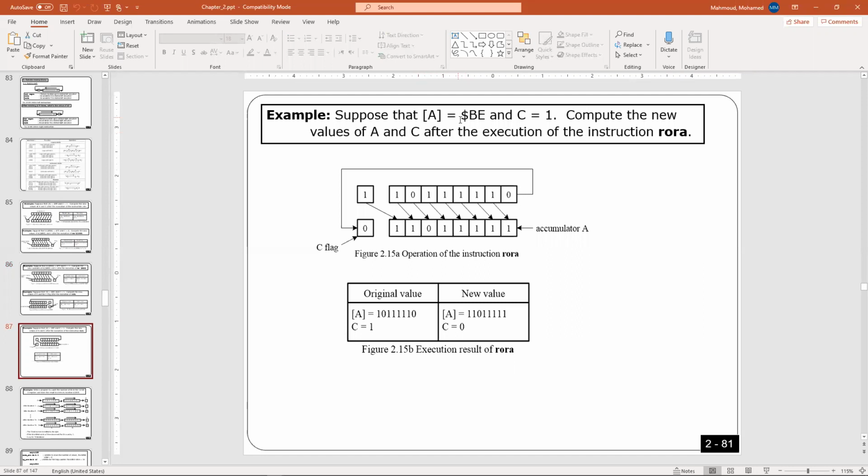Register A stores this value, BE, and the carry stores 1. BE is 10111110. This is the initial value, the original value, and the carry is 1. And then we're going to rotate register A to the right, rotate right. So here, everything will go to the right.